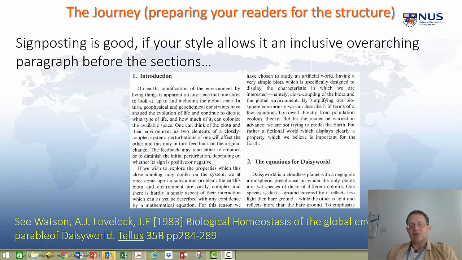So the aim here is to signpost where you're going to be going. Now, if your style allows it, one signposting method, which is very effective, is to have an inclusive overarching paragraph before the sections. But it's easy to do that in a thesis. It's actually quite hard to do that in a paper. Anyway, let's have a quick look at this paper.